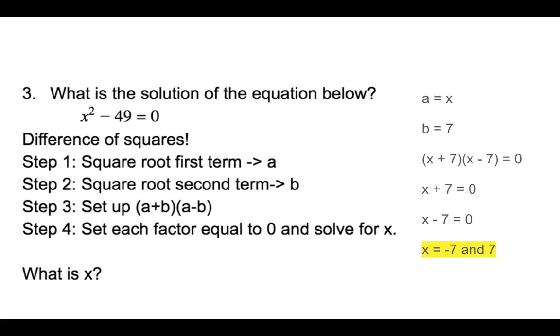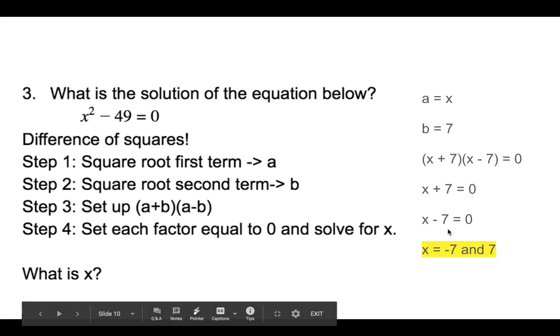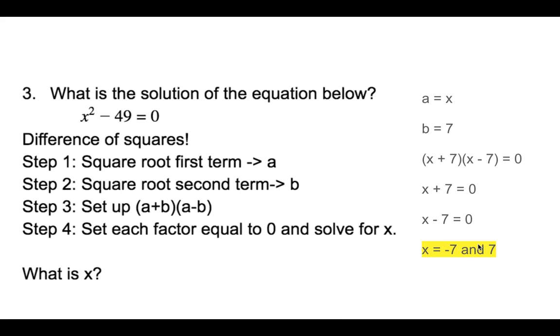All right, so when you took the square root of the first one, the square root of x squared is just x, which means a is going to be x. The square root of 49 is 7, so b is going to be 7. It's a plus b, a minus b. From there, just set both of those equal to 0. x plus 7 equals 0. I'm going to subtract 7 on both sides, so x equals negative 7. I'm going to add 7 on both sides here, so x equals positive 7.